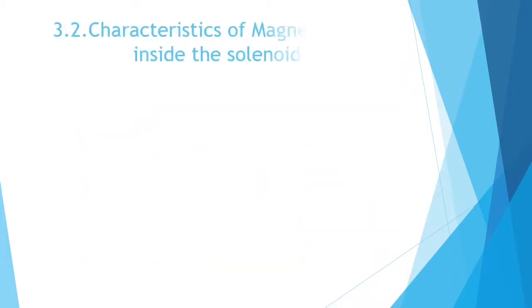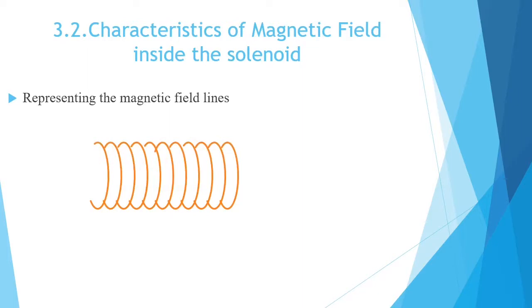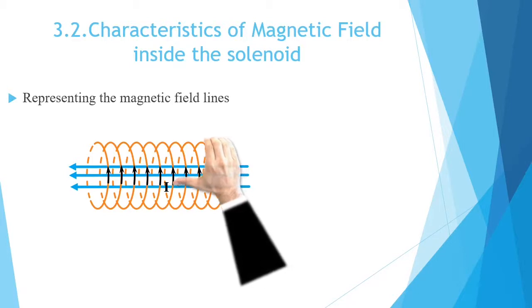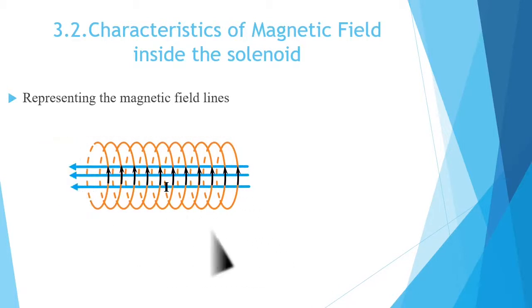Characteristics of the magnetic field inside the solenoid. To represent our solenoid, we are going to use solid curves showing the side of the solenoid facing you, dotted curves showing the side of the solenoid behind. The current is indicated by arrows on the solid part of the solenoid. By curling your hands in the direction of the current, your thumb will indicate the direction of the magnetic field lines inside the solenoid by the right-hand rule.